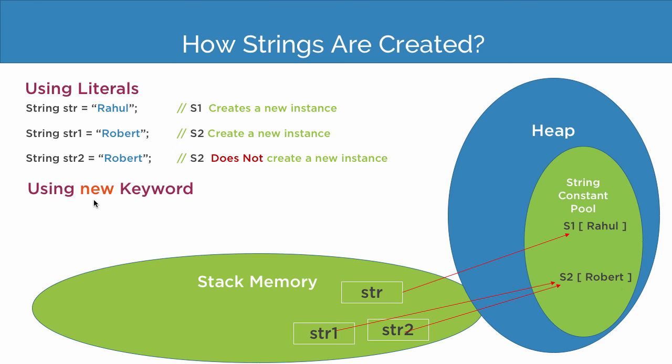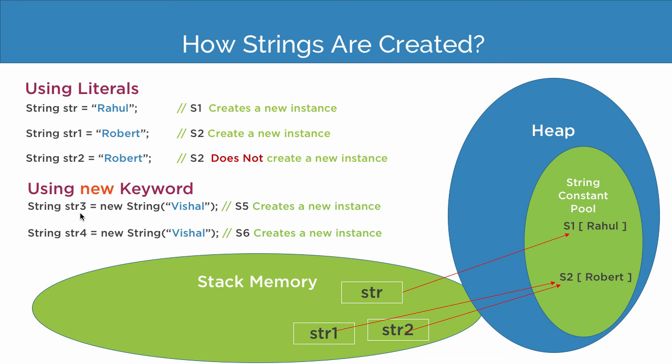But in case of using the new keyword, suppose we have this example, string str3 equal to new String Vishal and str4 equal to new String Vishal. But this time using the new keyword, at runtime, two separate objects will be created. So in the memory, we will have str3 and str4 pointing to two different objects that contain the same value of Vishal. So this is the difference between using the literals and using the new keyword.